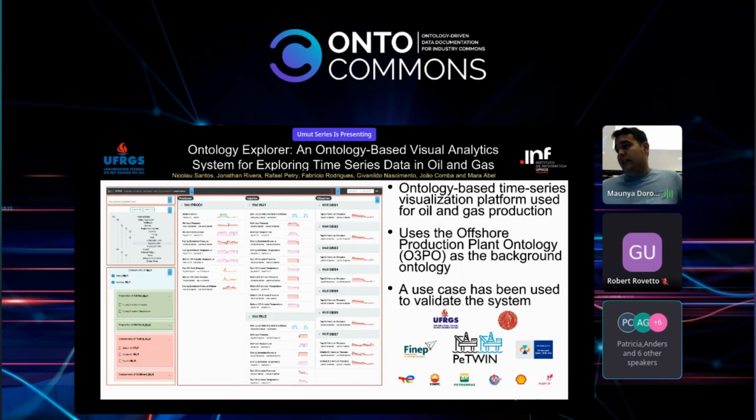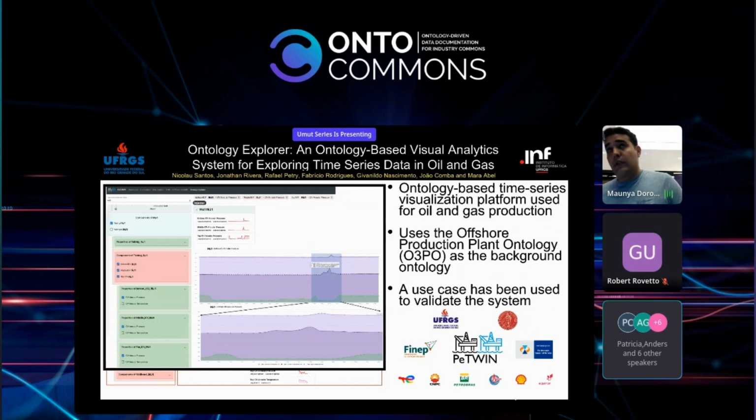This tool had a domain ontology as a backbone. This domain ontology is on3PO, which is an ontology focused on offshore oil production plants, which is also a product of the Petrin project. And it was validated through a use case from a real-world scenario, and it used actual data from the industry for validating the tool. Right now, it's being enhanced to be better used by the professionals from Brazil.